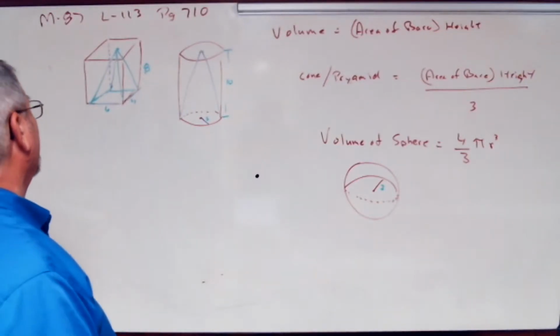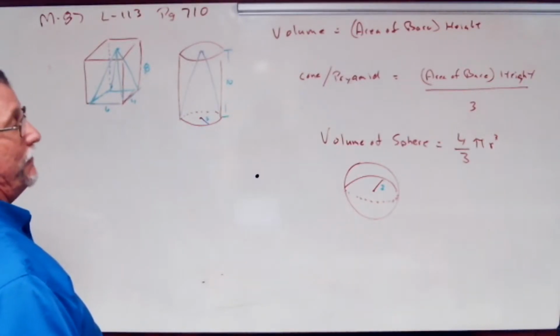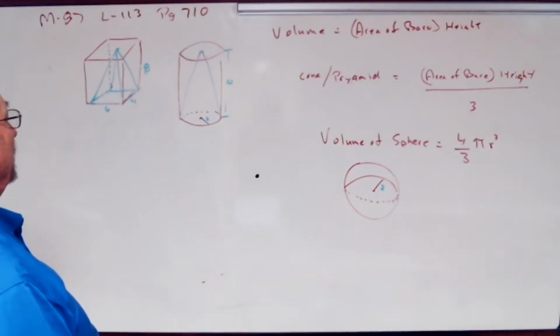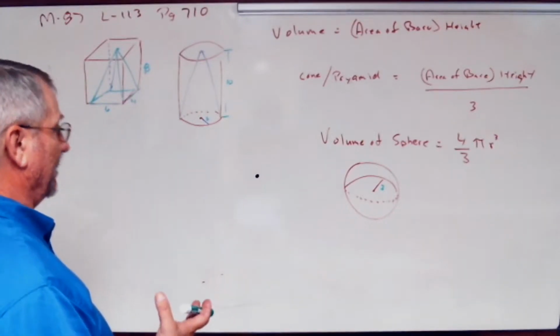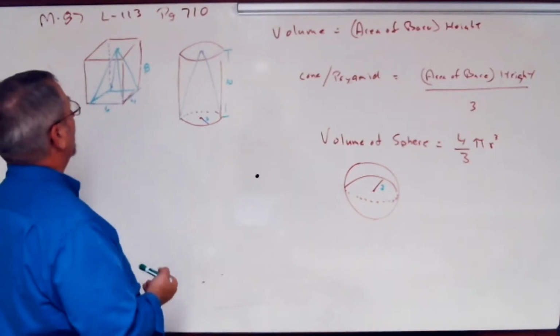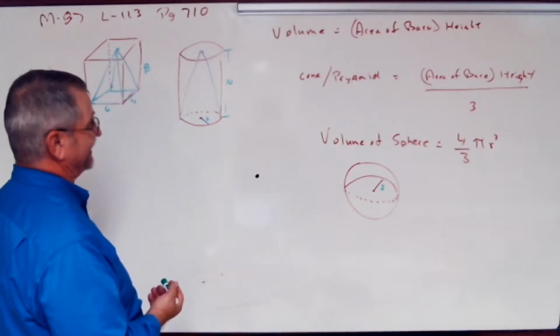Okie doke. Math 87, Lesson 113, page 710. Remember, 13 is a lucky number, my birthday. Okay, coming up, August, don't forget that. So Lesson 113, page 710.